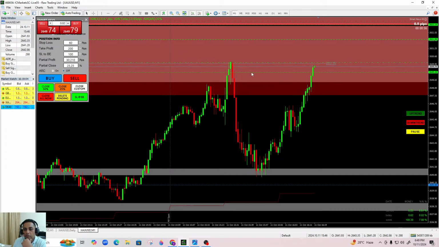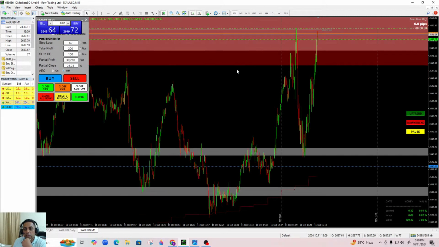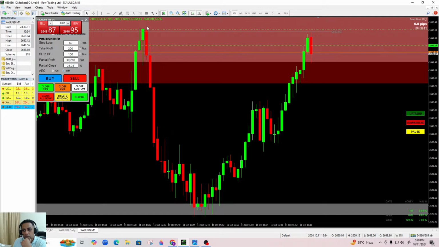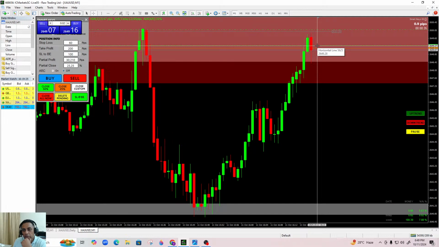A 1-minute candle needs to reject this area for price to continue down. Need to see a 1-minute candle reject this area. Oh, there we go. Yeah. I want to see a bearish engulfing candle.